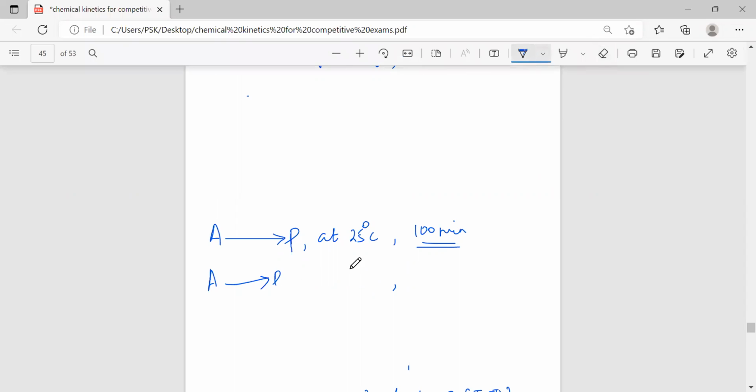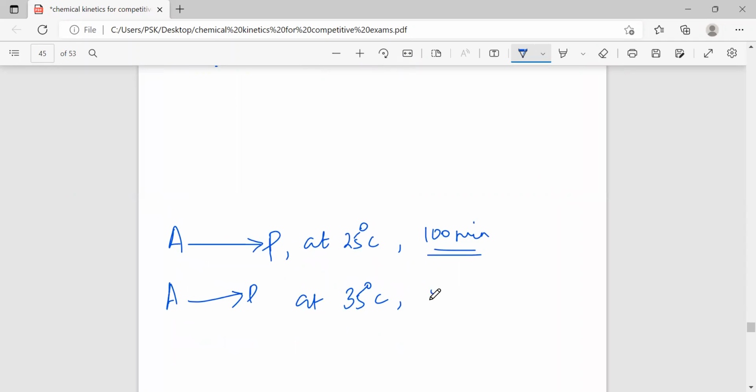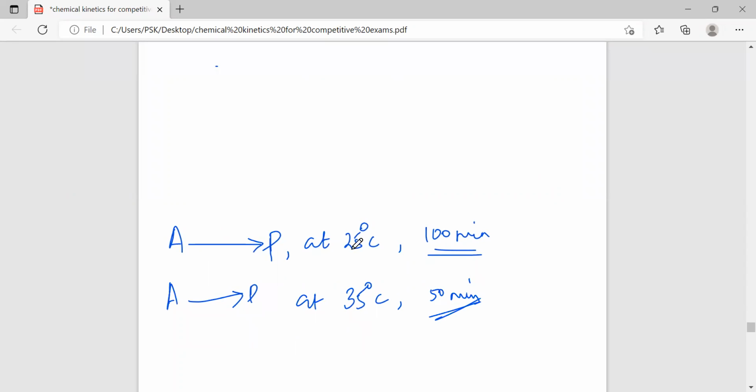Now for the same reaction, the temperature is raised from 25 to 35 degrees Celsius. I tell you the time required for completion of the reaction is 50 minutes. Now just see, at 25 degrees Celsius, the time required for the reaction to complete is 100 minutes. For the same reaction, when you increase the temperature to 35 degrees Celsius, it takes 50 minutes for completion.